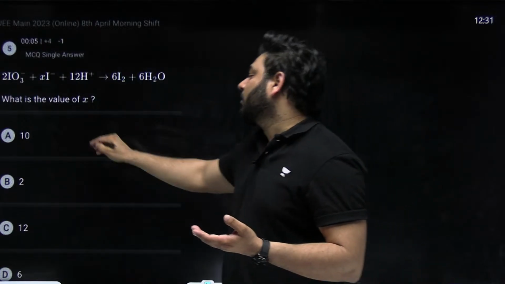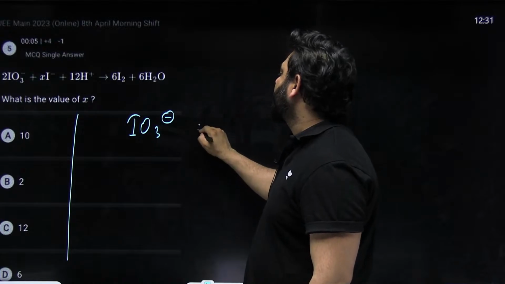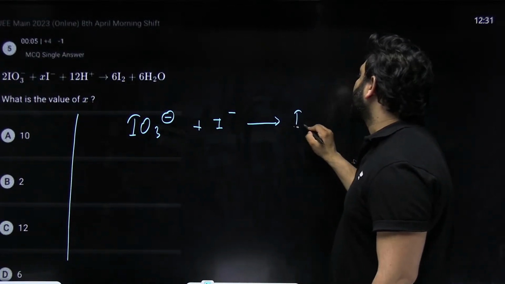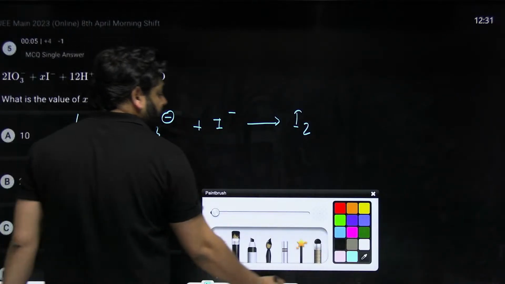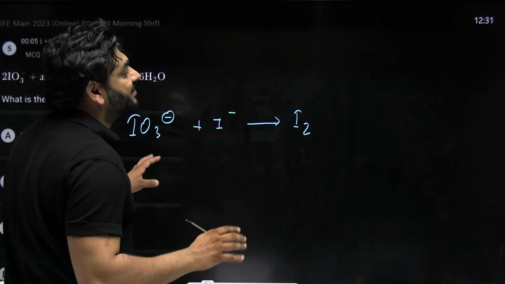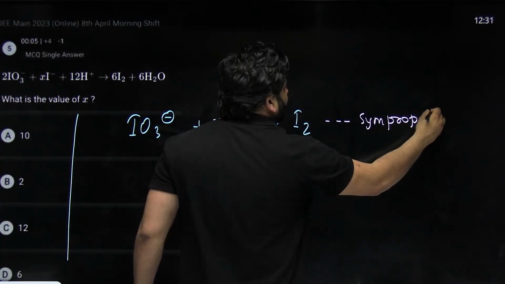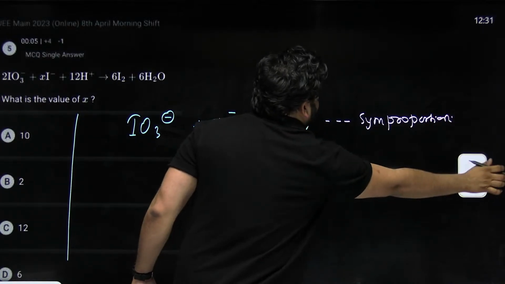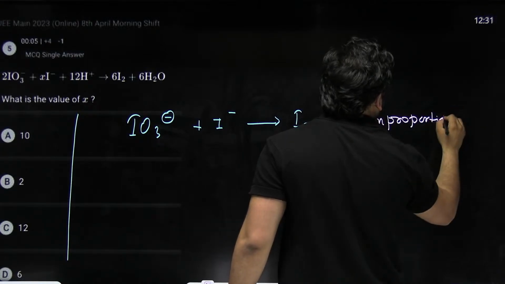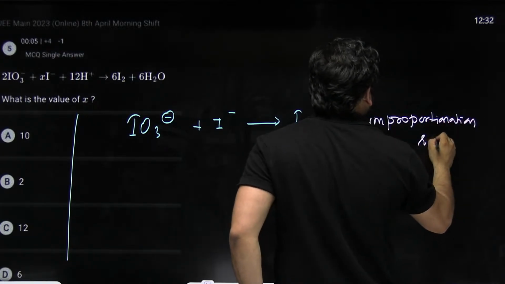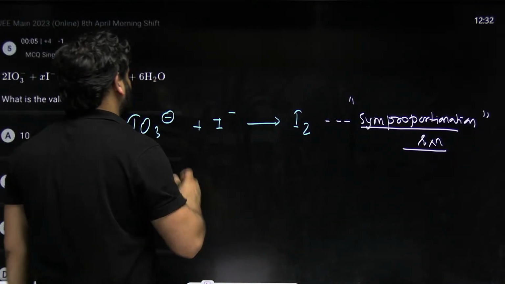Take one more example and we'll do it even faster. This is IO3 minus and I minus produces I2. We don't need H positive, nothing. I already have spoken with you regarding this: whenever this kind of condition is there, this kind of reaction is called synproportionation, and synproportionation reactions are the reverse of disproportionation reactions. So what you will do, just go in the forward direction only.